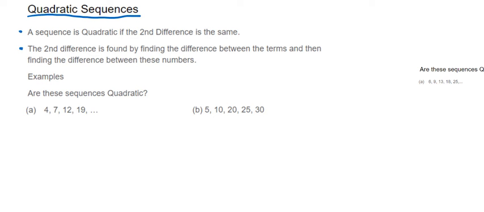The first one is 4, 7, 12, 19. I'm going to figure out if it's quadratic or not. The first thing I'm going to do is find the difference between the terms. The difference between 4 and 7 is 3, so to get from 4 to 7 I add 3. To get from 7 to 12 I add 5. And then to get from 12 to 19 I add 7. So 3, 5, 7. That's what's called the first difference.